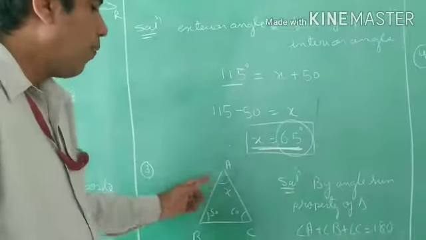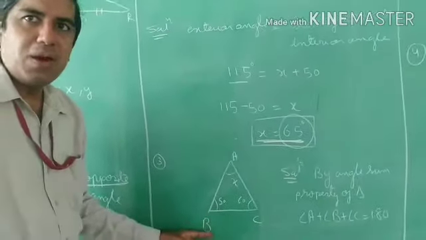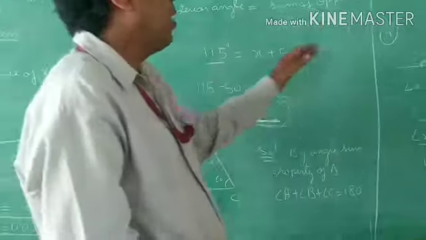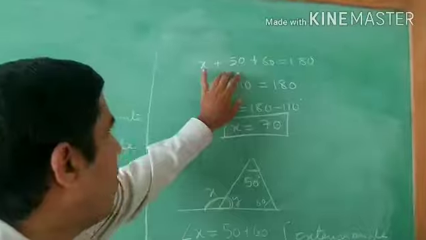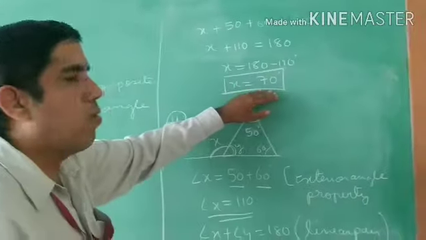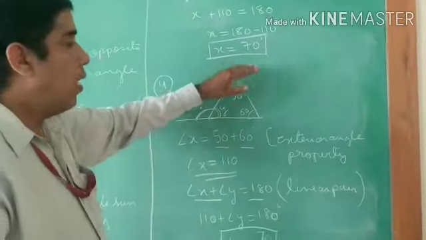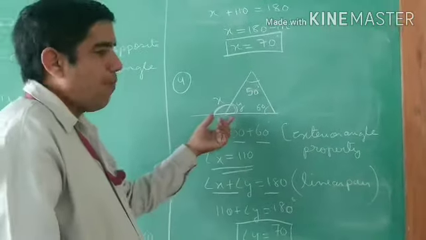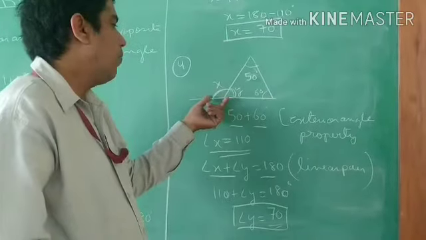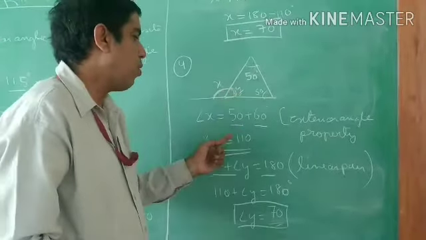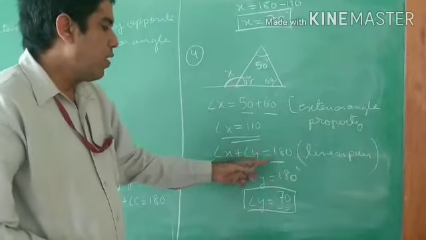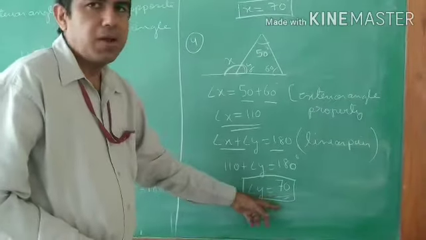Now here the sum of the three angles is 180, that is the angle sum property of a triangle. I use the property, and you can see I got x plus 50 plus 60 is equal to 180, and I got the value x is equal to 70 degrees. Got it? And the next one, here I am using both properties, the angle sum property and the exterior angle property. Now x is equal to 50 plus 60, I got the answer 110 degrees, and x plus y is equal to 180, so angle y is equal to 70 degrees, the answer.